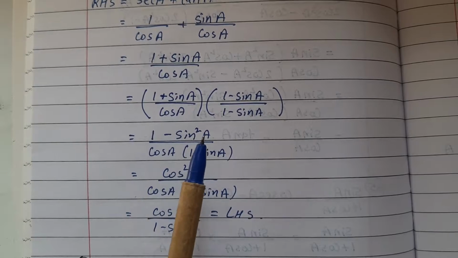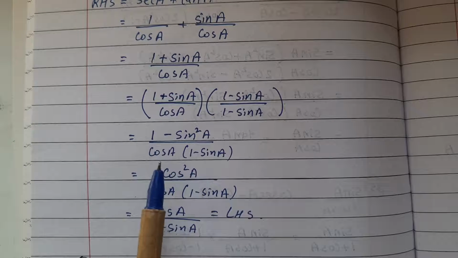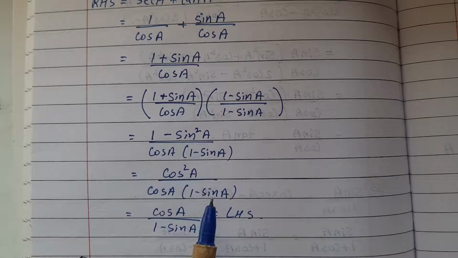1 minus sin square A is cos square A upon cos A into 1 minus sin A. Cos A cancel each other, remains cos A upon 1 minus sin A, which is equal to left hand side.